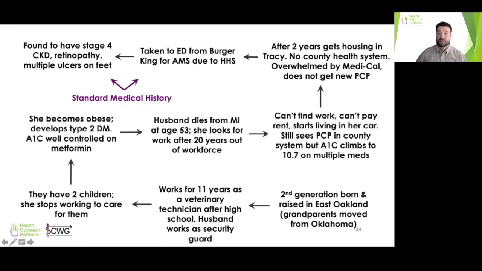After 2 years, she's able to find housing in a city called Tracy, but Tracy is in a different county than Oakland. And in this county, there's no county health plan, no county health system. And due to the overwhelming Medi-Cal process, she's unable to get a new primary care physician or see her old one. Her diabetes worsens, her conditions worsen, which ultimately leads her to having this altered mental state and arriving in the emergency department.